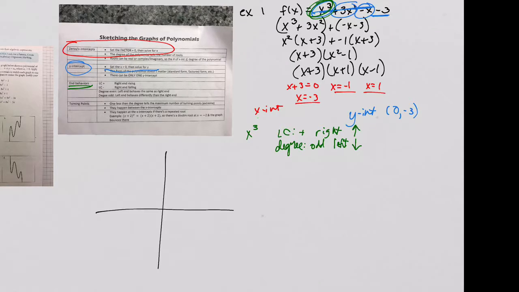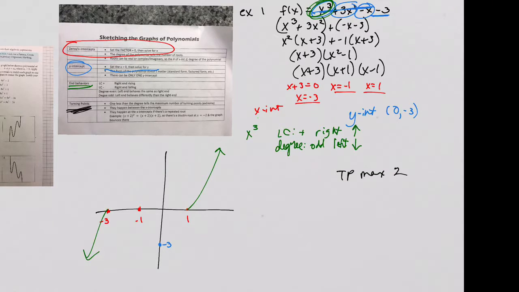In my sketch, it does not have to be drawn to scale. I've got x-intercepts at negative 3, negative 1, positive 1. I have a y-intercept at negative 3. I've got end behaviors where the right end is rising and the left end is falling. Now I'm going to take a look at the turning points. That's something that's kind of new. The number of turning points can be no more than 1 less than the degree. If the degree is 3, I can have a maximum of 2 turning points.